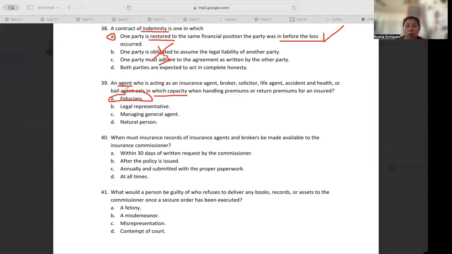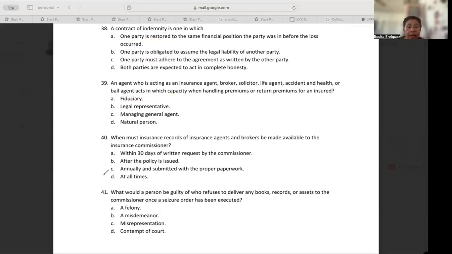Number 40. When must insurance records of insurance agents and brokers be made available? The answer is at all times, letter D. Don't be thrown off by exact numbers like 30 days. No, it's at all times. The insurance records need to be made available to the insurance commissioner at all times. They have the right. Number 41, just two more to go.